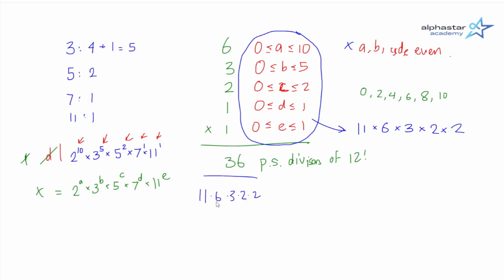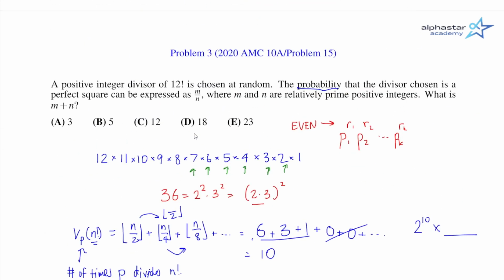Notice that 6 times 3 times 2 is 36, so those cancel. So our final probability is just 1 over 11 times 2, which is 1 over 22, and it's asking for the sum of the numerator and denominator in lowest terms. So our answer is 23, and if we go up here, that's answer choice E.